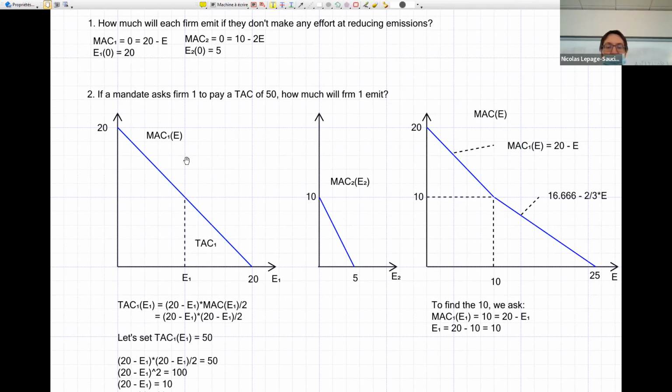The tricky part is adding these two curves together. The first thing to note always is where the highest curve starts. Here it starts at 20. The other starts at 10. So between 20 and 10, if you are asking firms to abate until they have a marginal abatement cost of 15, for instance, that firm has already no emission whatsoever. So all the remaining emissions are for firm number 1 here.